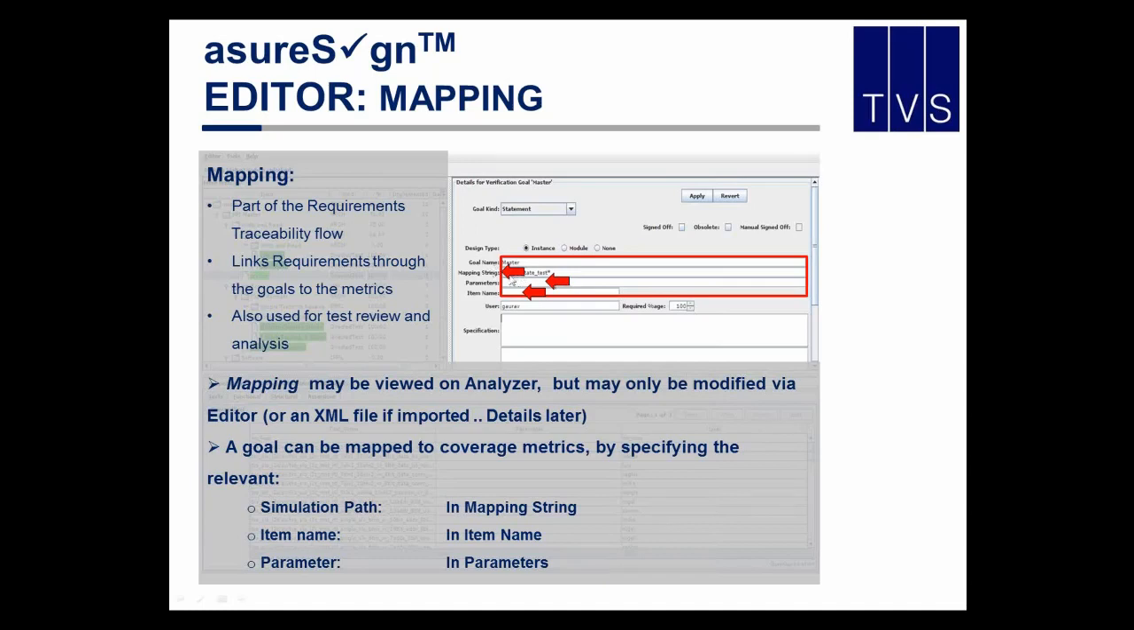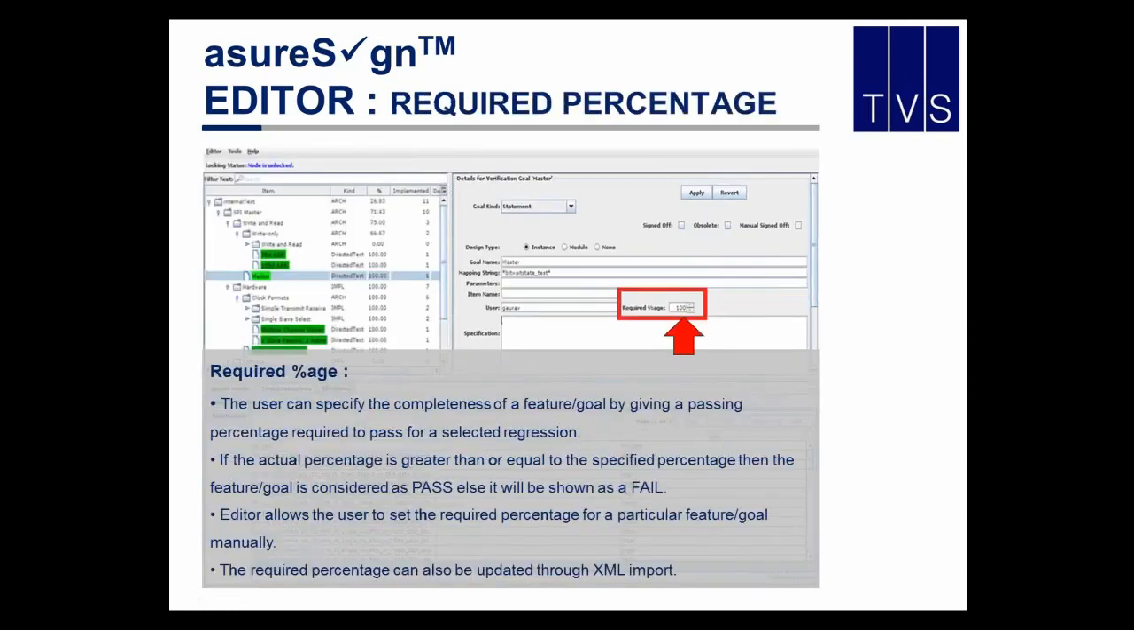The mapping string, so this tells you the mapping string and it will allow you, it's essentially a simulation path, so it will look down for a particular type and it will allow you to select it and say this maps to this one. So it's also used for test review and analysis, so you can also look at more information about how things are being tested. So it can only be modified within the editor. We also have the item name here, which, as I said, that's the name of the goal. And the parameters, essentially, that's being taken out, I believe. I didn't really find any for it.